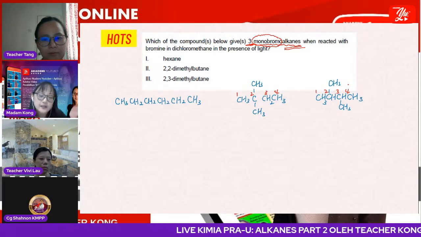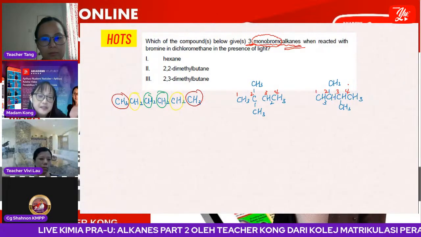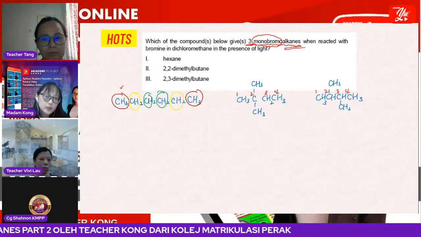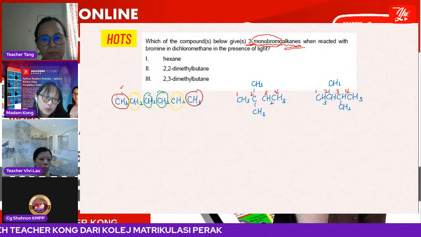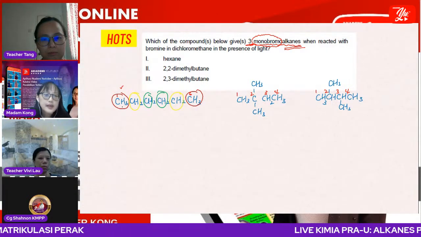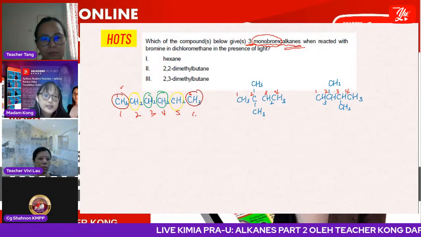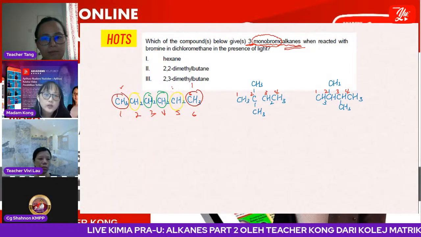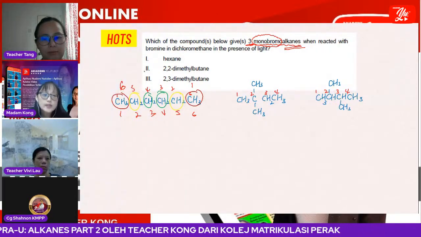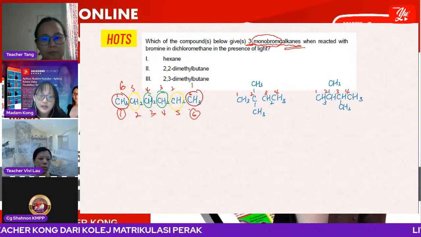So let's check. For the first one, there are three possibilities. Why did I circle with red color? Because when the bromine atom is added to this carbon 1 or this carbon 6, the product is the same. Because I can assign like this, 1, 2, 3, 4, 5, 6. I also can assign like this, 1, 2, 3, 4, 5, 6. When substituted at carbon 1 or carbon 6, it's the same thing.